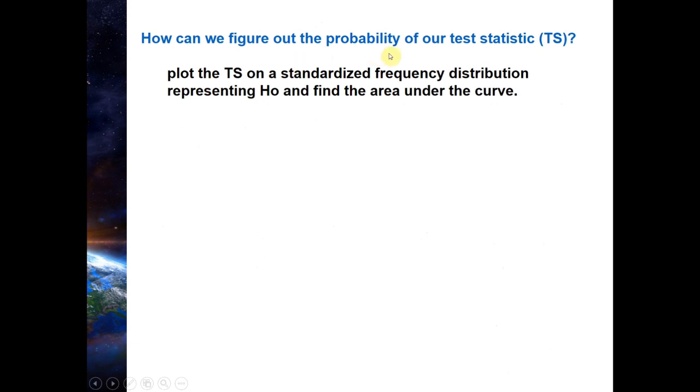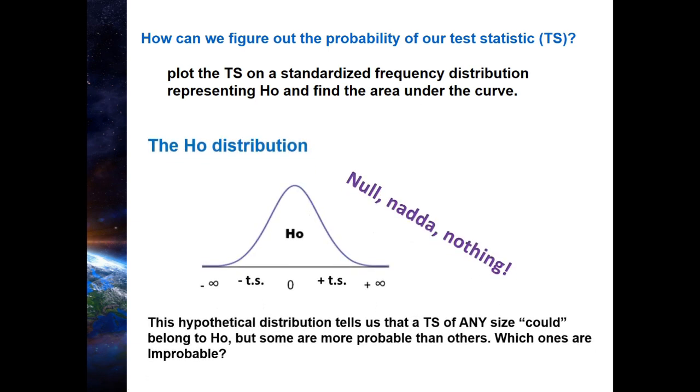Okay, so how can we figure out the probability of our test statistic? Remember, the reason why we want to know the probability of our test statistic is because that will tell us the probability of making a type 1 error. So what we need to do is plot the test statistic on a new distribution. And this distribution is a standardized frequency distribution representing H0. And once we plot this on H0, we're going to find the area under the curve. So that may not make much sense to you either. Let's bring up a picture.